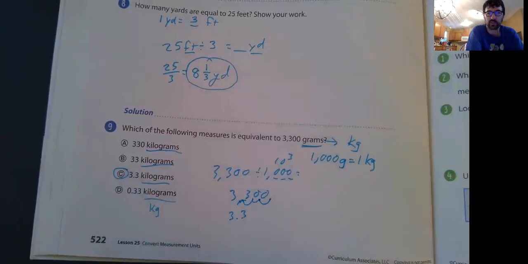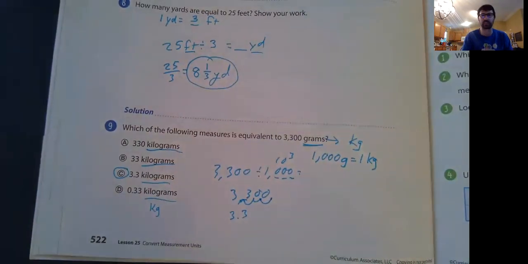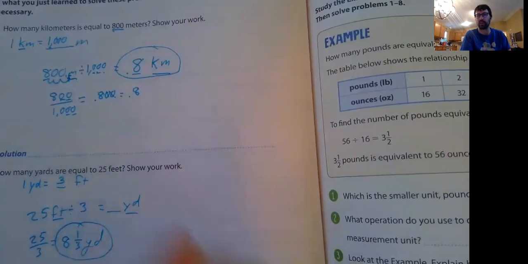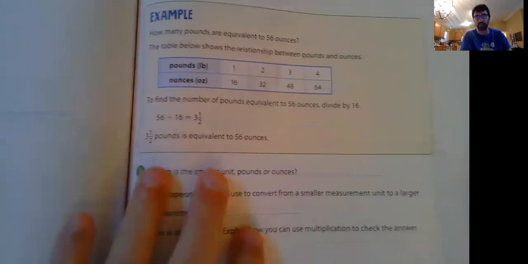C is the correct answer. I'm just dividing by 1,000. And that's the beauty of the metric system: we've already learned how to multiply and divide by powers of 10, so we should be able to do this. We've done this so many times this year.